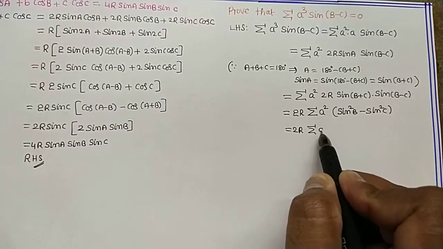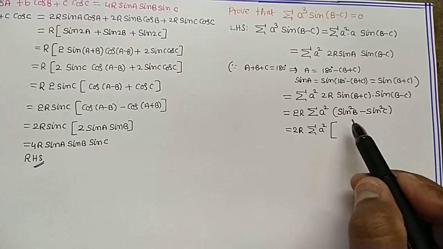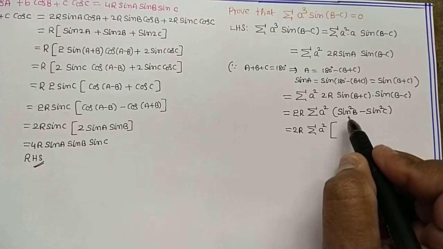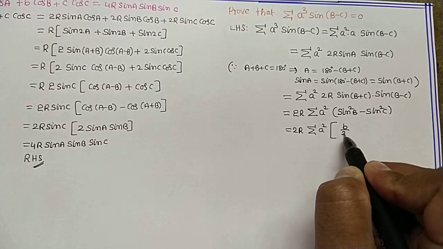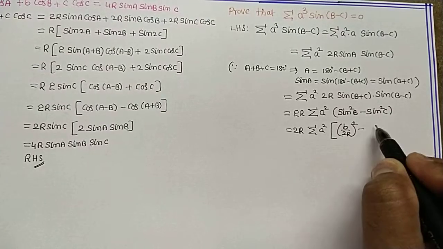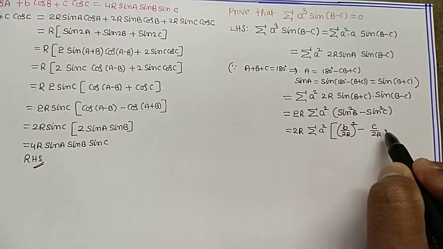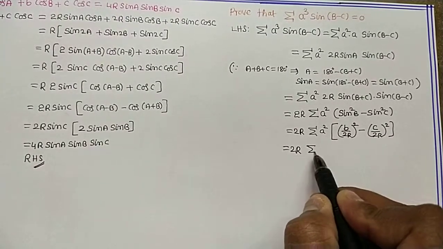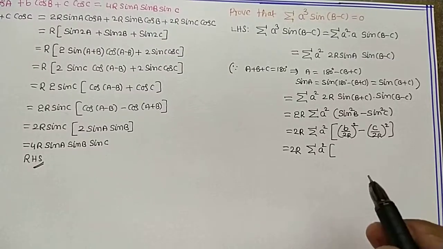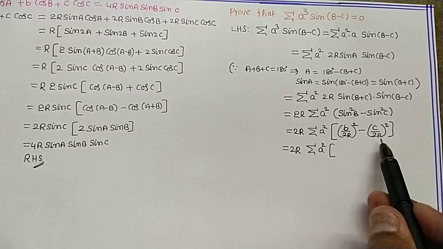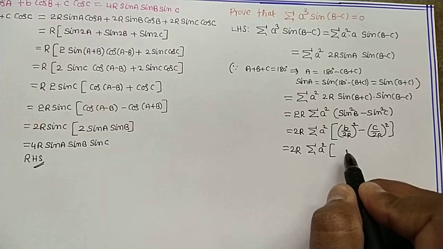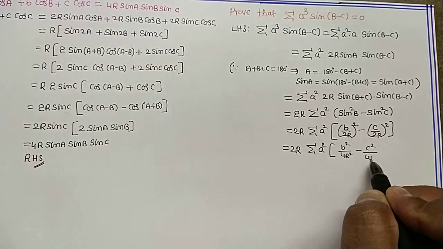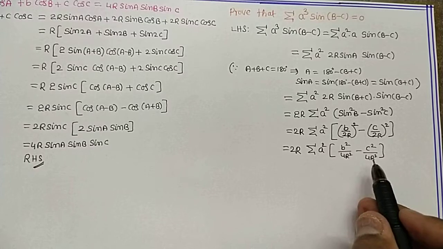2R into sigma A square into, from sine rule, sine B, if you make it a subject, it will become A by 2R, sorry, B by 2R. So B by 2R whole square. Minus, similarly, again from sine rule, C by 2R whole square, which is also equal to 2R into sigma A square. In this 4R square, here also 4R square is there, we can take outside. So first you write it B square by 4R square minus C square by 4R square. 4R square take common and we can take outside.